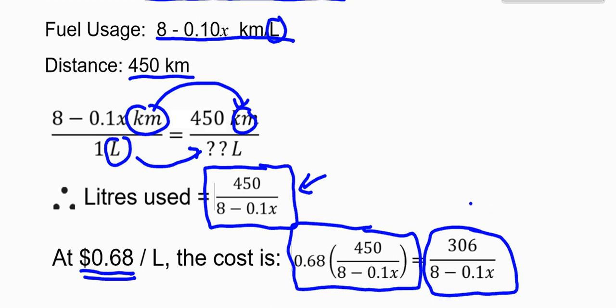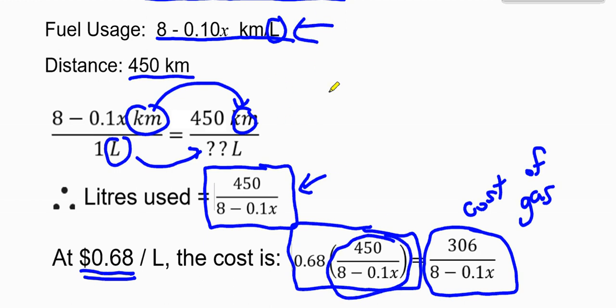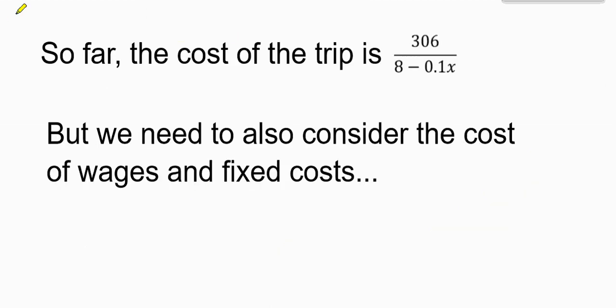This is the cost of gas for the trip, because I took the number of liters that I need based on my fuel efficiency, which was up here, and multiplied that by the cost of the fuel. So this 306 divided by 8 minus 0.1x is the cost of gas for the trip. But of course, there's more information than that.